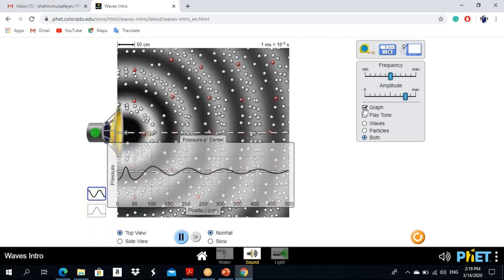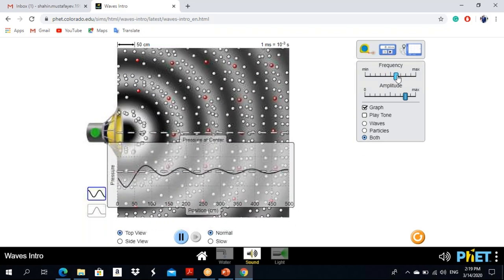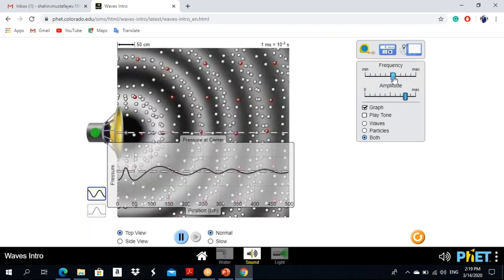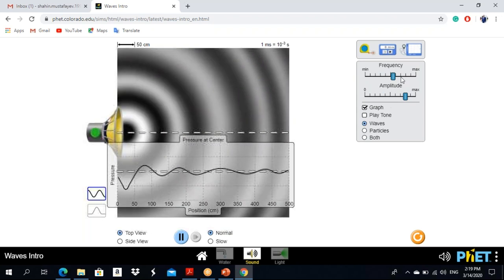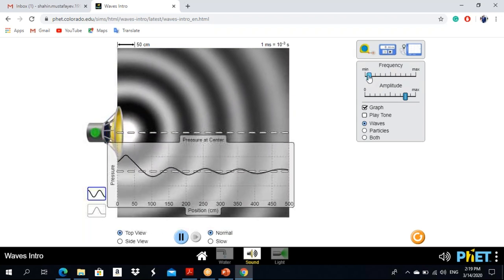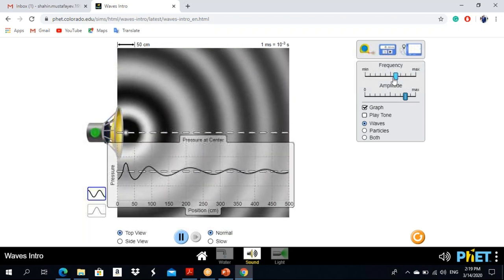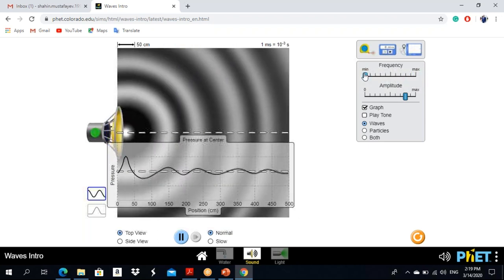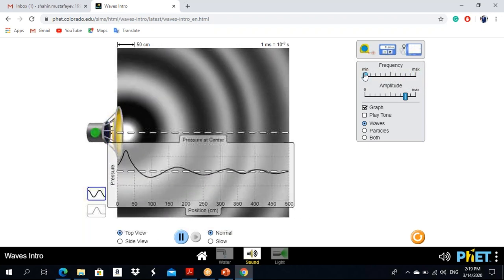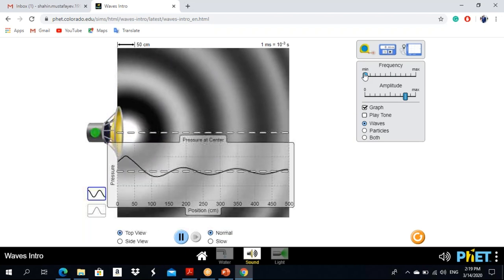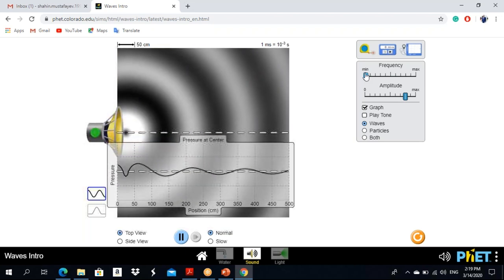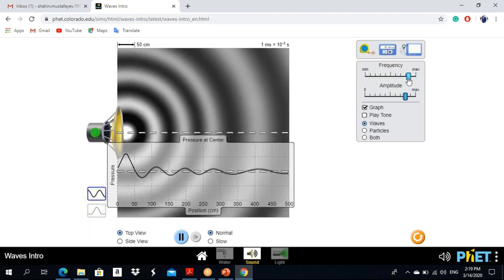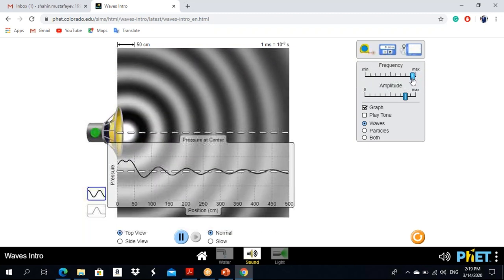Additionally, from this part, look at the graph, please. From this part we can increase and decrease the frequency. Let's choose the waves part and see what happens. When we are decreasing the frequency, it is like this. But when we are increasing the frequency, it is like this. Yes, the waves are close together.